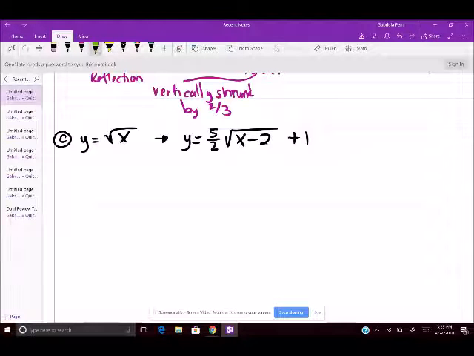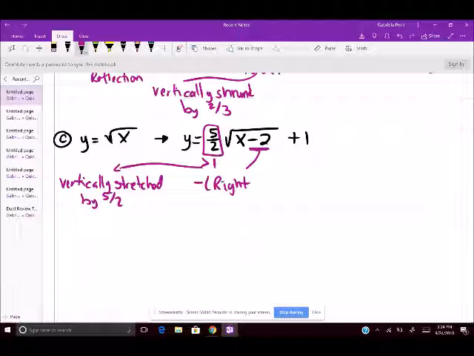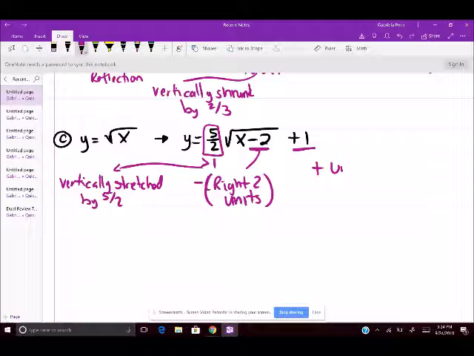So the first thing we see is this. It is greater than 1. So that means that this is vertically stretched by 5 over 2. This minus means, because it's inside, a minus means that it moves right 2 units. And this number here, because it's a plus, it means it moves up 1 unit.